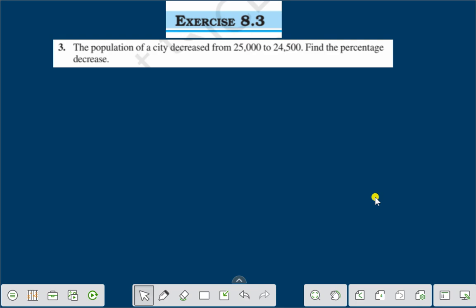Hello everyone. Today I shall discuss exercise 8.3 question number 3. The population of a city decreased from 25,000 to 24,500. Find the percentage decrease. Let us find.